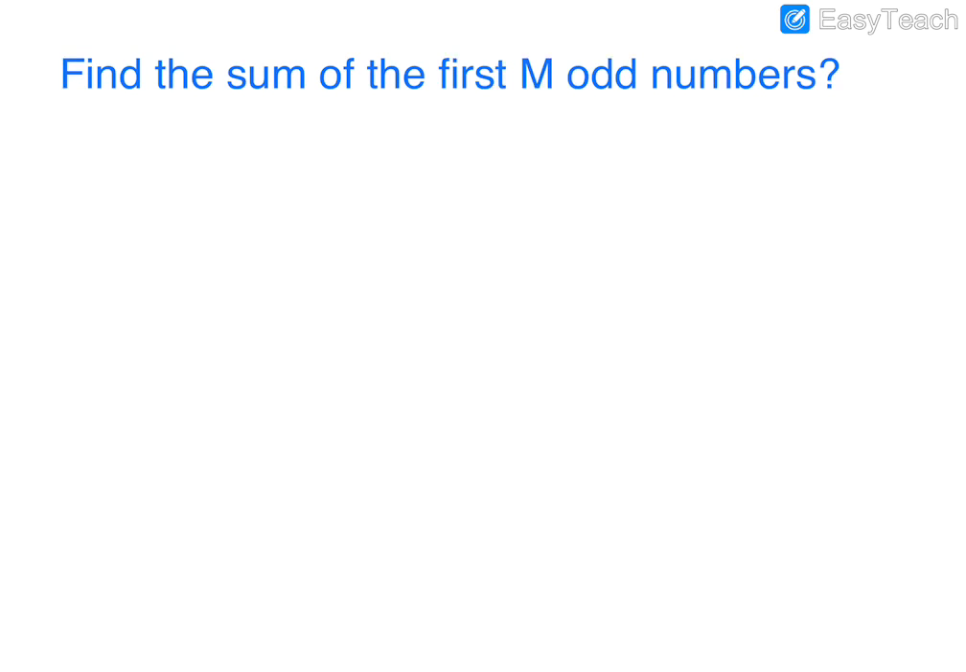Today, let's find the sum of the first m odd numbers. For easiness, I am going to list down the odd numbers 1, 3, 5, 7, 9, 11 and so on. Let's say we want to find the sum of the first two odd numbers. That will be 1 plus 3. Sum is equal to 4. I can also write 4 as 2 raised to the power 2.